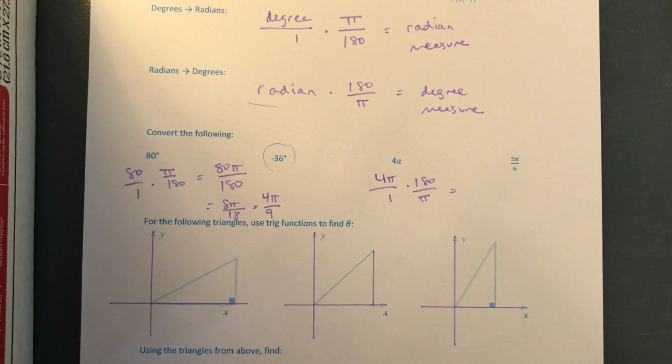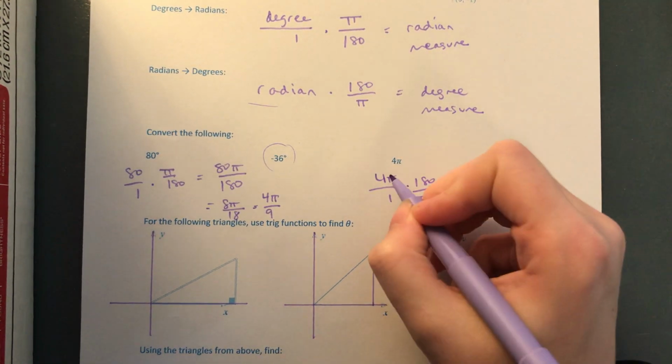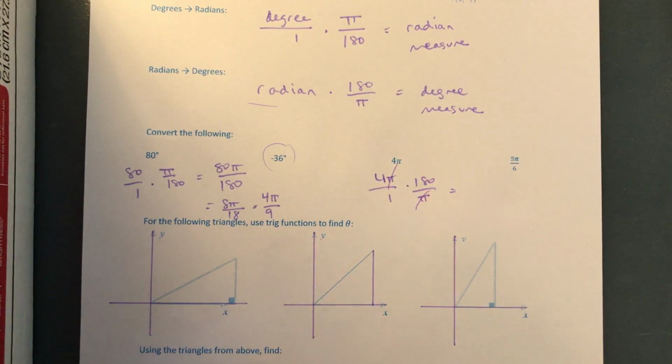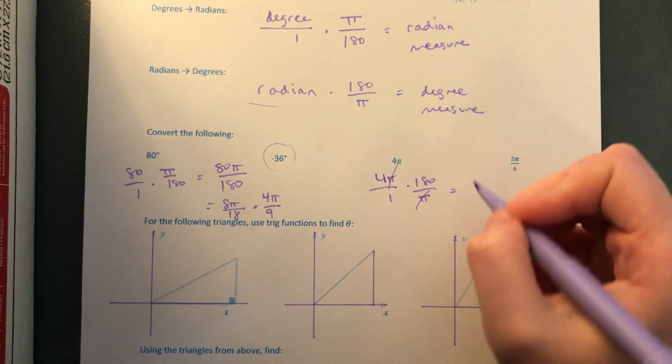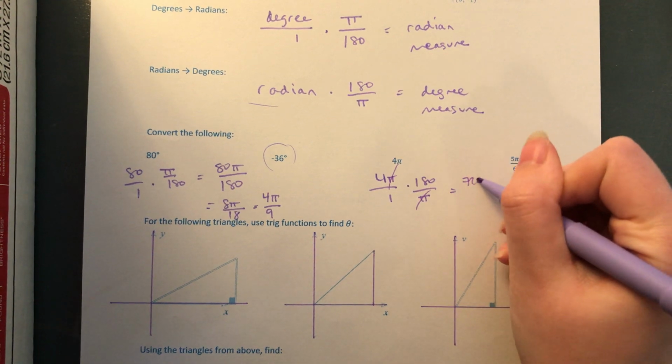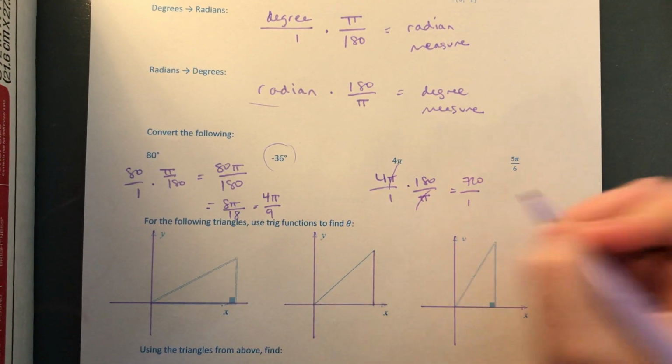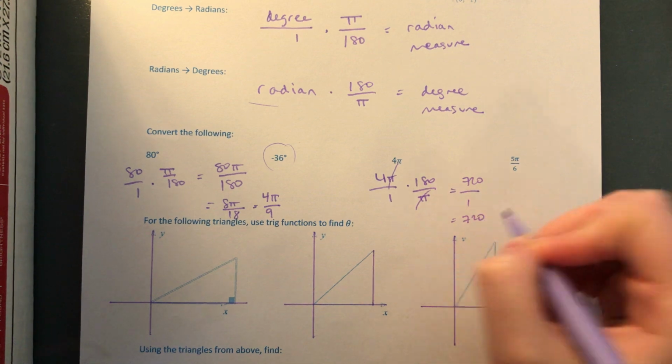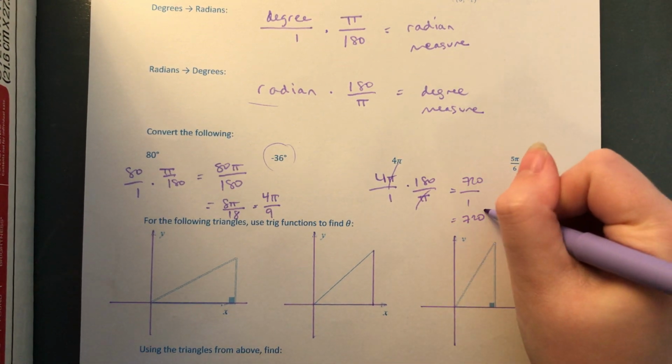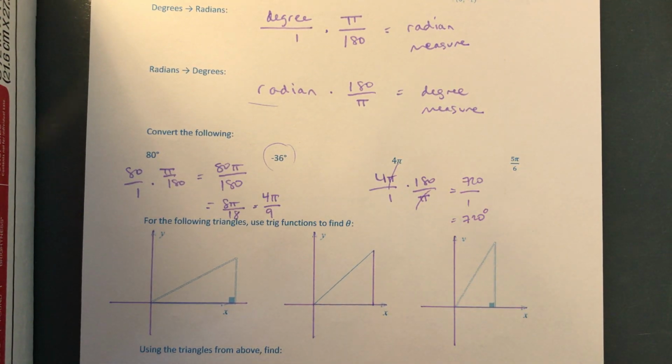The beauty about going from radians to degrees is that the pi's always cancel out. You have a pi on top, you have a pi on the bottom, make them go away. And then you end up with 4 times 180. 4 times 180 is equal to 720 divided by 1. Obviously, that's just going to be 720. And we've changed it to degrees, so you need to put the little degree symbol. So this will be 720 degrees.